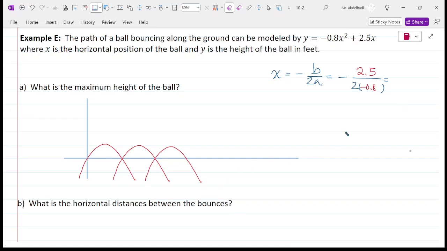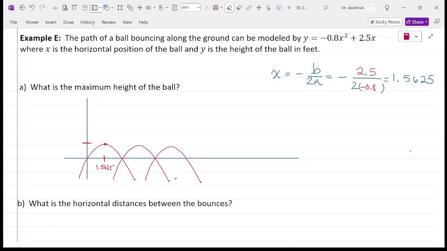Okay, what I'm getting is positive 15625. You getting that? Yes. Okay, so that's the x value of the axis of symmetry. That would be the center of the bounce. But what we want to do is to plug that in now and figure out what the height would be at that moment. So plug that in and see what you get.